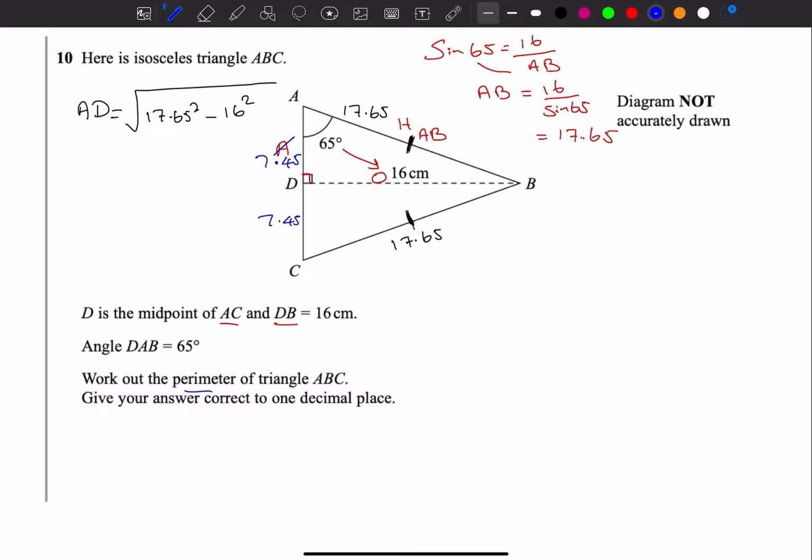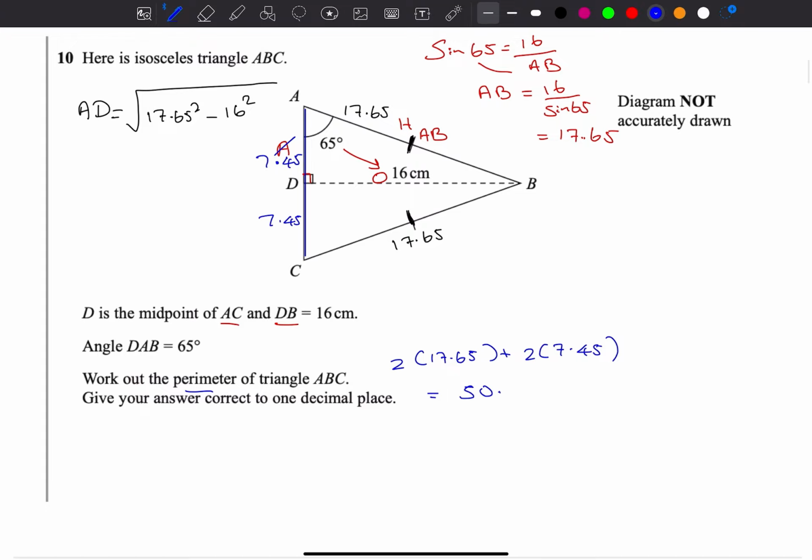So what is the total perimeter? I got two 17.65 and also this is technically twice 7.45. So whatever 2 times 7.45 is, which gives me 50.2 for the perimeter, centimeters.